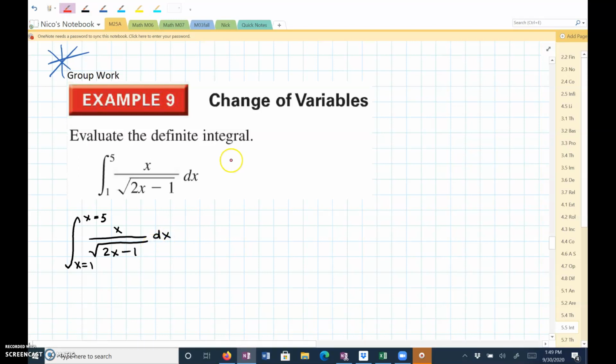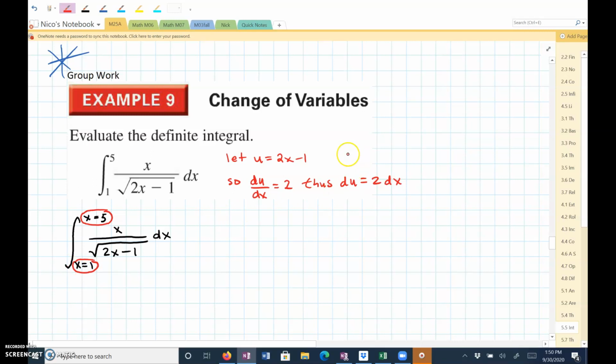So we're going to do u substitution. We're going to let u equal 2x minus 1. So the derivative of u with respect to x is equal to 2. Thus, du equals 2 dx. And now we're going to be substituting u in for functions that are in terms of x. So I also need to figure out what my upper and lower limits of integration will be.